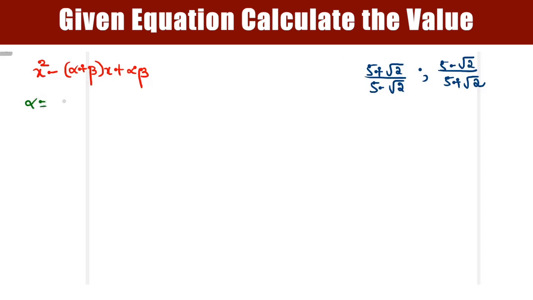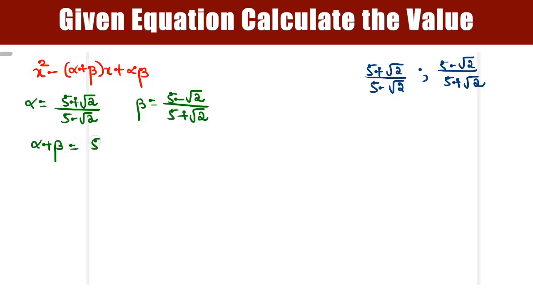So I'm going to take alpha as 5 plus root 2 divided by 5 minus root 2. The beta value is going to be 5 minus root 2 divided by 5 plus root 2. Now let's calculate alpha plus beta value, which is 5 plus root 2 divided by 5 minus root 2 plus 5 minus root 2 divided by 5 plus root 2.